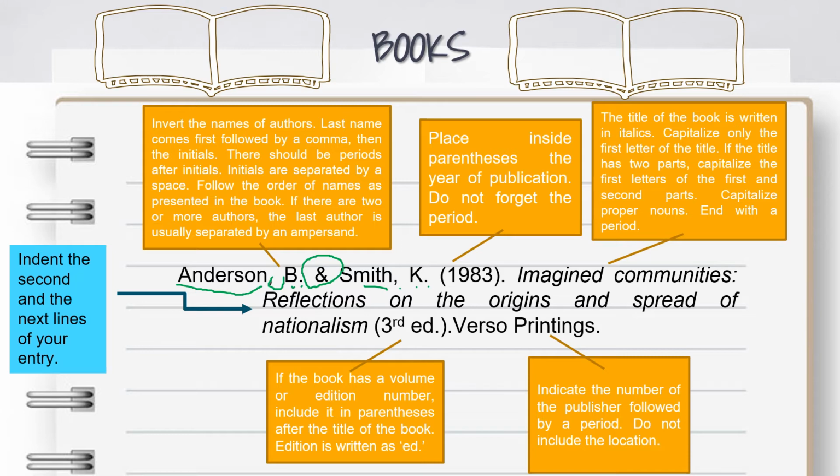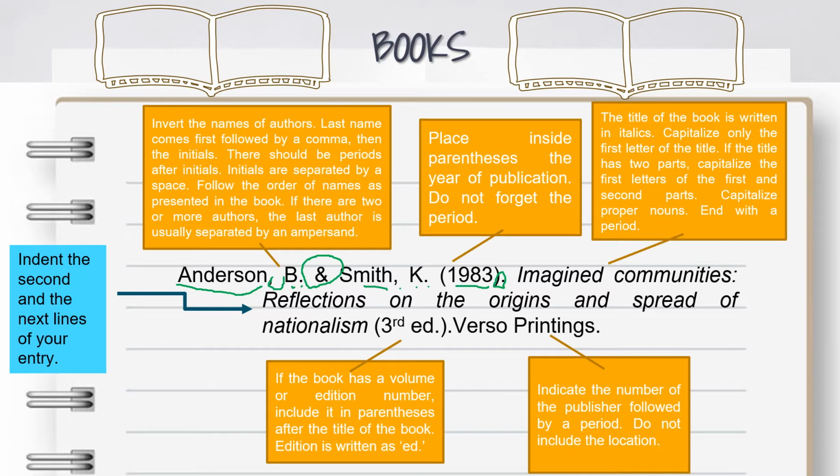Okay? And then next is the copyright date, or how do you call this, the year of publication. Okay, so in here the year of publication is written inside the parentheses and then mark it again with a period. Okay, we are always using a period here by the end of every detail. Okay, the next one is the title of the book.